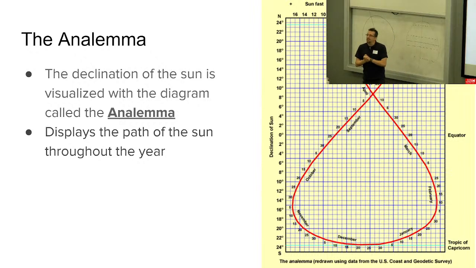But yes, the declination of the sun is visualized with the analemma. And the analemma displays the path of the sun throughout the year. If you go to Google and say, hey, I want to see an analemma, it will bring it up, and it will show you what looks to be the sun moving in a figure-8 pattern, right? But that in itself is a misnomer.